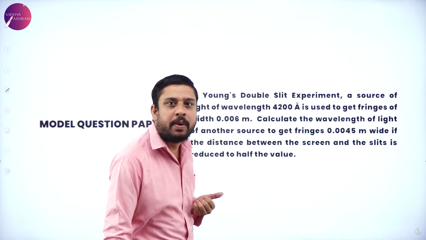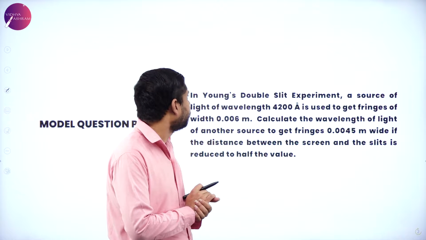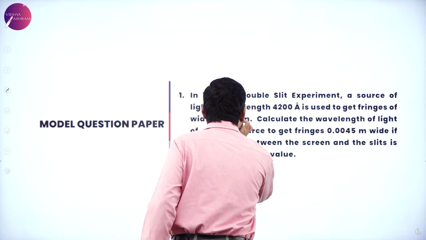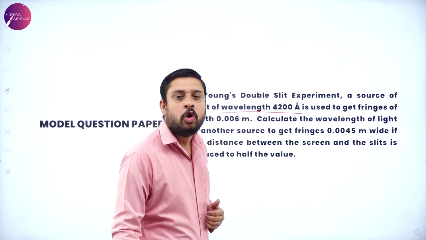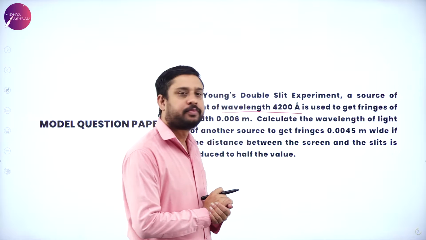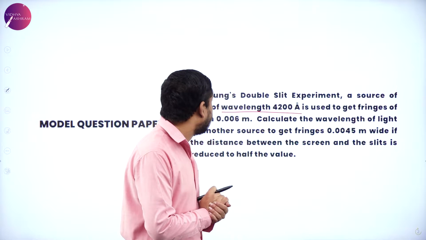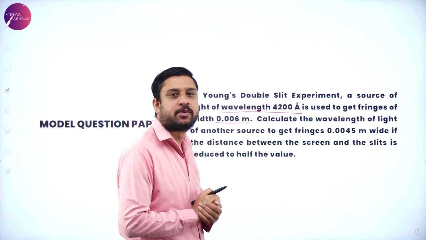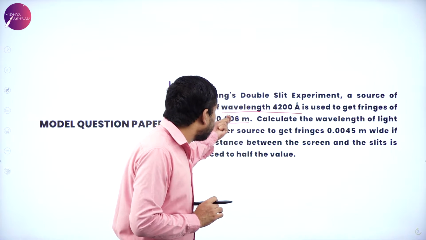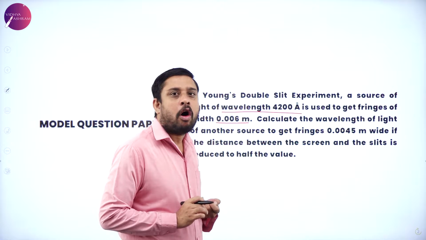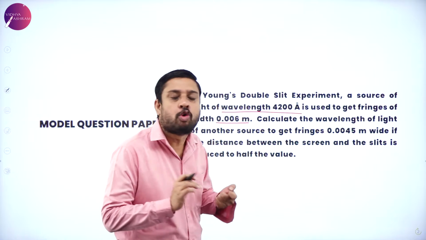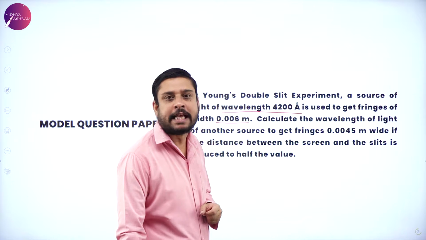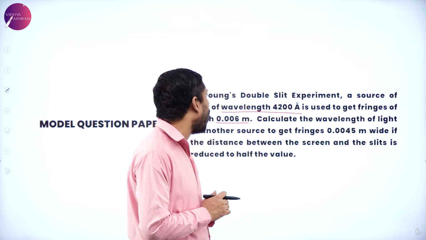In Young's double slit experiment, a source of light of wavelength 4200 angstrom is used to get fringes of width 0.006 meter. So we are getting a fringe width of 0.006 meter when light of wavelength 4200 angstrom is used.